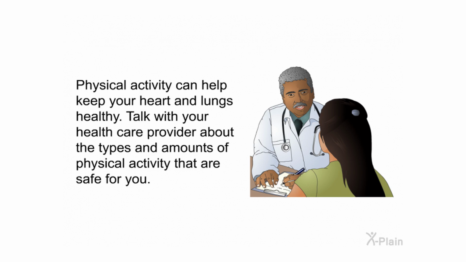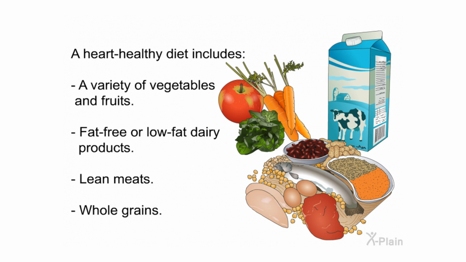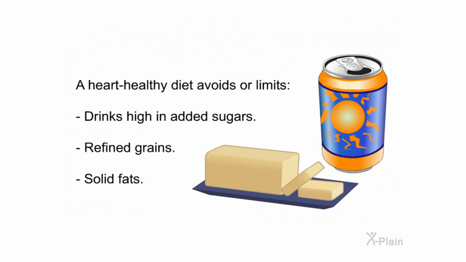Physical activity can help keep your heart and lungs healthy. Talk with your healthcare provider about the types and amounts of physical activity that are safe for you. A heart-healthy diet includes a variety of vegetables and fruits, fat-free or low-fat dairy products, lean meats, whole grains. A heart-healthy diet avoids or limits drinks high in added sugars, refined grains, solid fats.